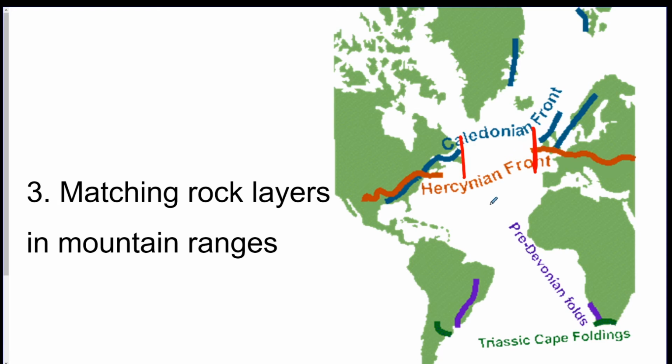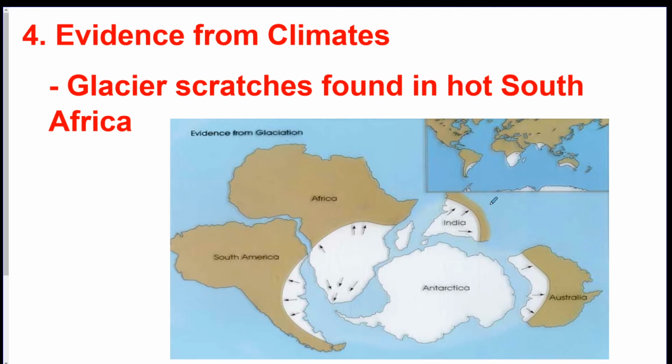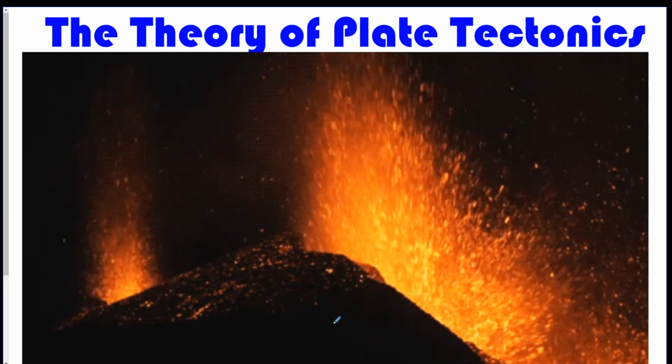And the fourth piece of evidence is that there are glacier scratches found on rocks. You remember those scratch marks that glaciers leave behind from the last unit, in places that are hot. Africa has glacier scratch marks on the rock. So that means Africa was probably once cold, which means it had to move because now it's hot. Okay, so that was his evidence.